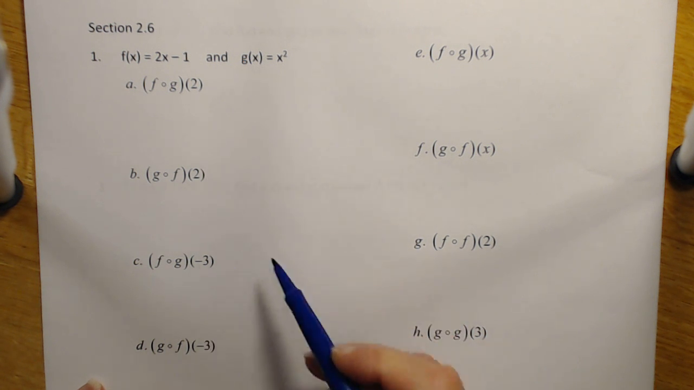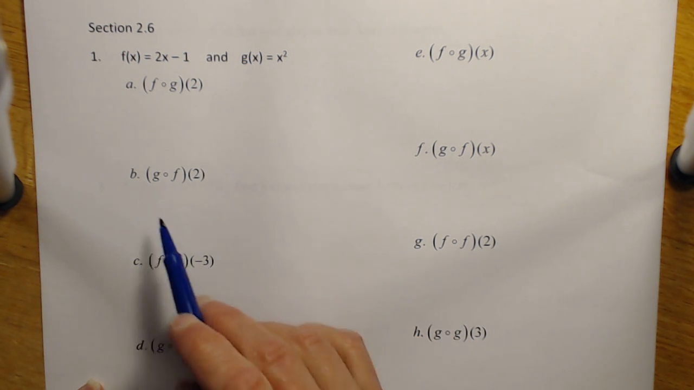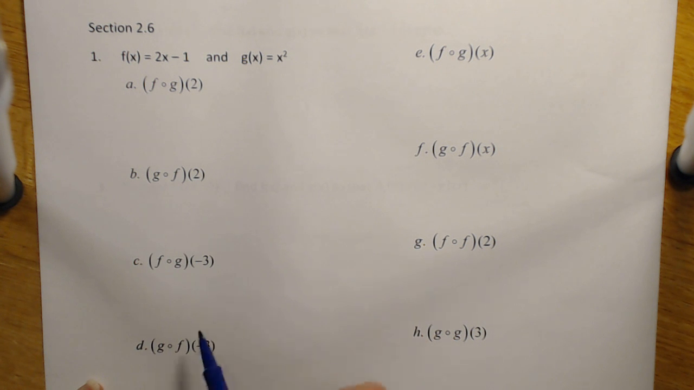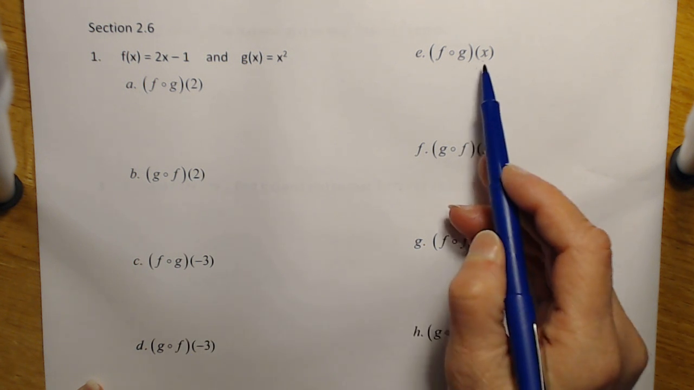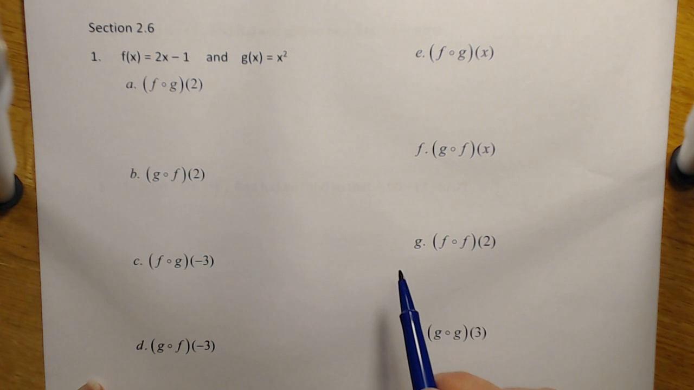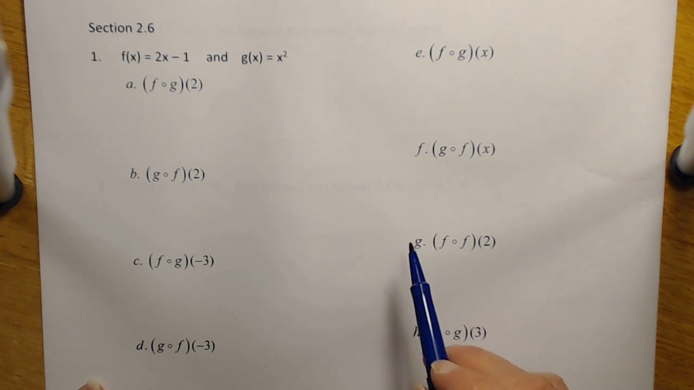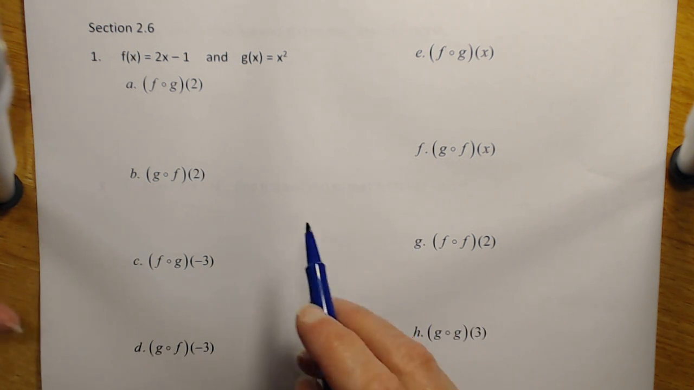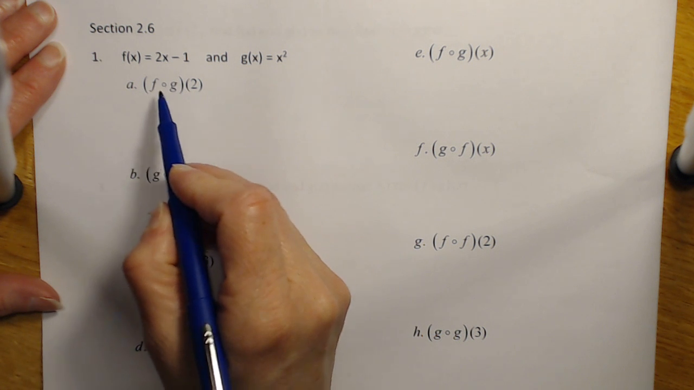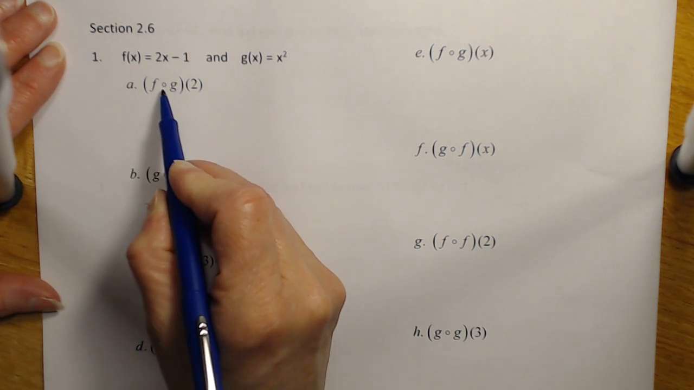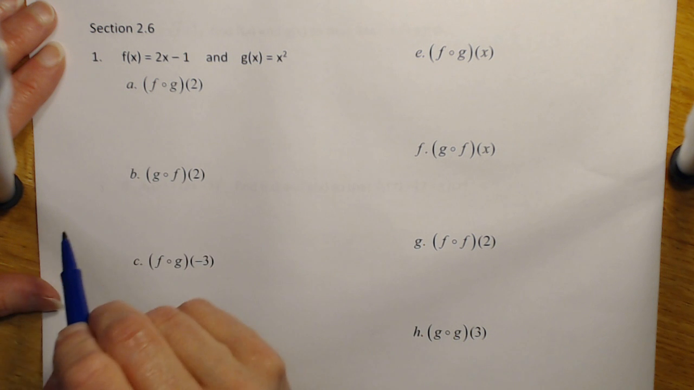Okay. You'll notice in these problems sometimes we'll input a number into the composition. When that happens, we'll output a number. When we input x, we'll only be able to output an algebraic expression involving x. So again, remember composition is one first, then the other. So f, and this is read as f of g of 2.